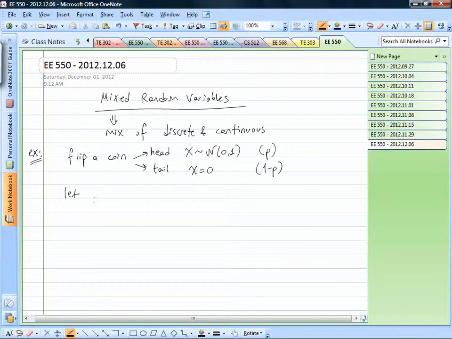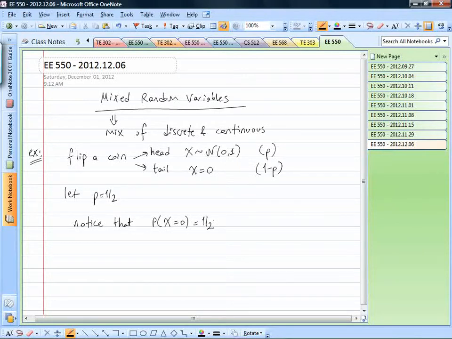For now, let's assume that P is equal to 1 over 2. In the end, you can see that there is a probability mass of 1 over 2 at X equal to 0. Notice that the probability of X equal to 0 is equal to 1 over 2. Typically in a continuous random variable, single points have 0 probability, but here we get non-zero. This is a perfectly legitimate experiment.